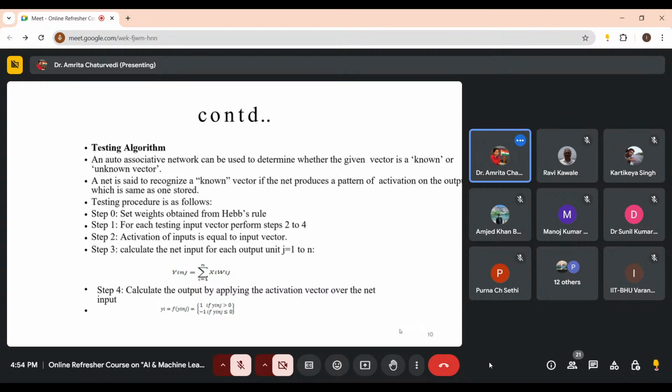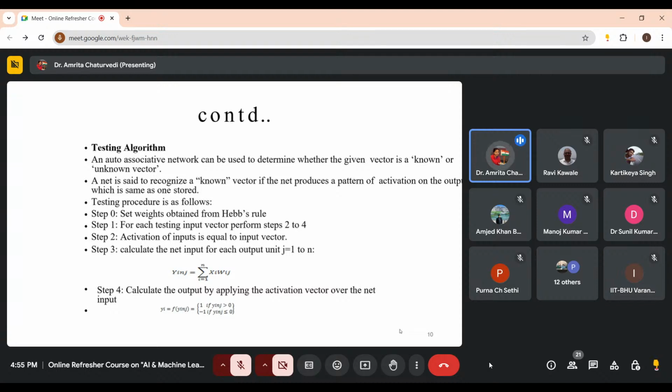So the net is set to recognize a known vector if the net produces a pattern of activation on the output which is the same as the one stored. Because it is auto-associative, the output should be equal to the input. So if you input any vector and as the output you get the same vector, then this means the vector is known. Whatever weights you obtained in the training process, you set as the initial weights of the network. Then for each testing input vector, perform steps 2 to 4.